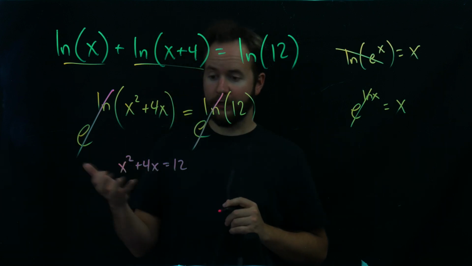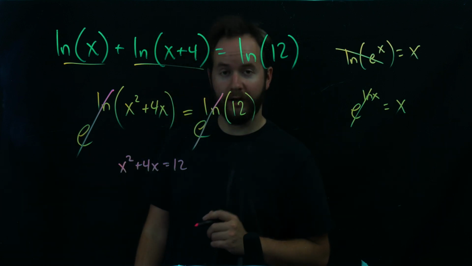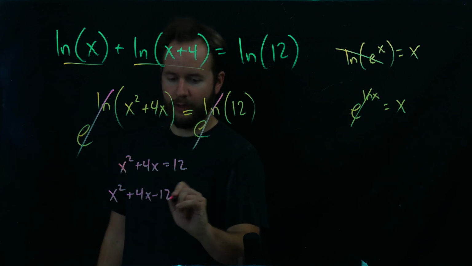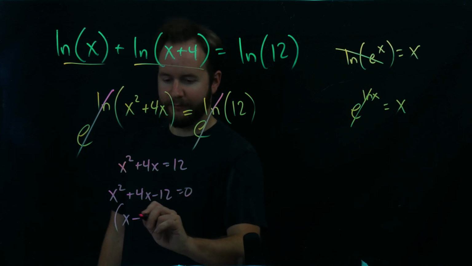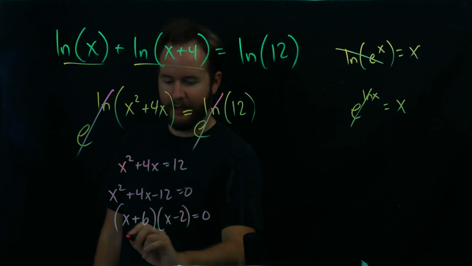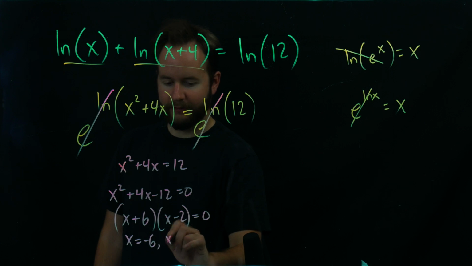This is solved like any other normal quadratic that you've ever solved. We subtract the 12 over. X squared plus 4x minus 12 equals 0. That factors into x plus 6 times x minus 2, which tells me that x is either equal to negative 6 or x is equal to 2.